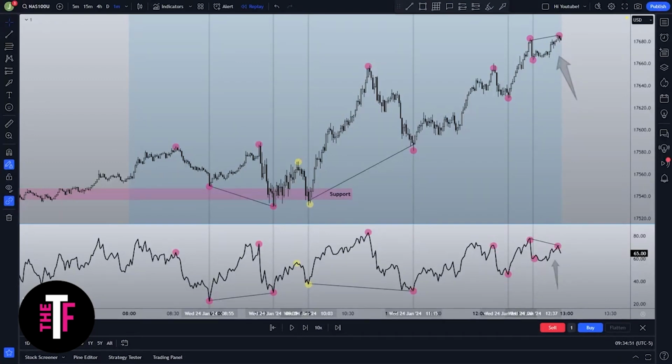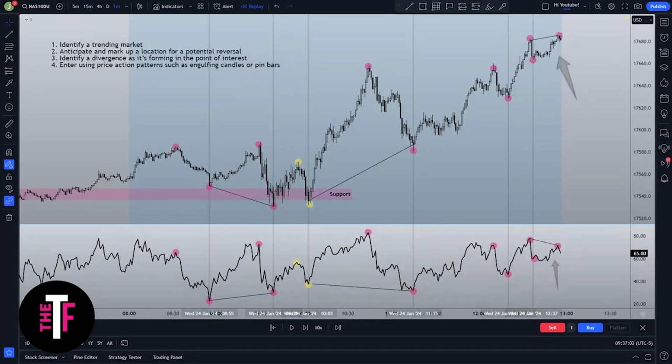A trade idea for utilizing regular divergences for reversals could look like this: identify a trending market, anticipate and mark up a location for a potential reversal, identify a divergence as it's forming in the point of interest, then enter using price action patterns such as an engulfing candle or a pin bar. If you're a continuation trader, you have a few more options.